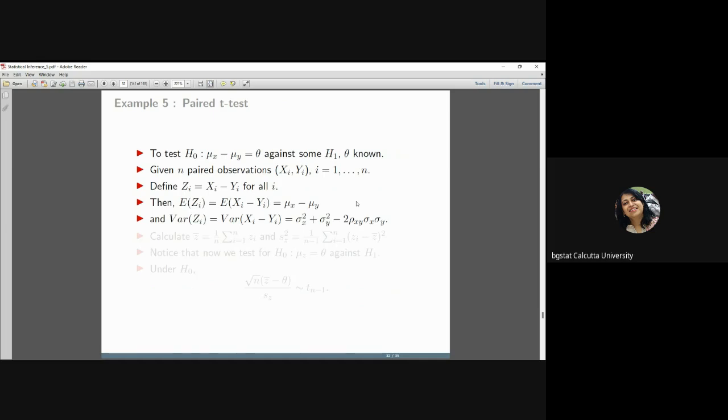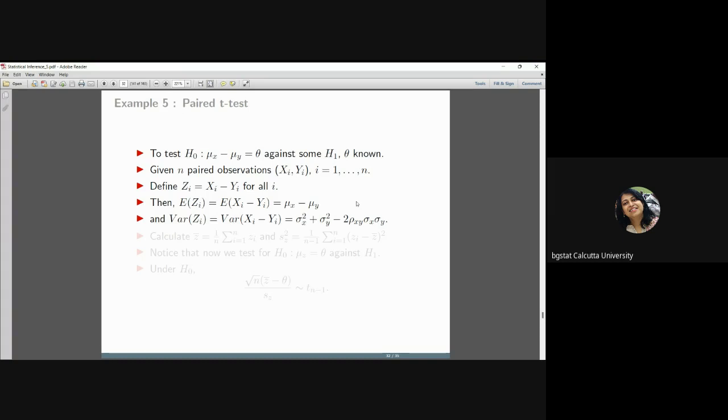I'm going to calculate the differences z equal to x minus y. Once I have the differences, I'm going to ignore the original data x and y, and I'm going to base my test on z. So based on z, my problem is now to test whether the mean of z is 0.